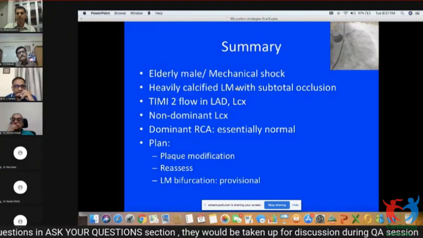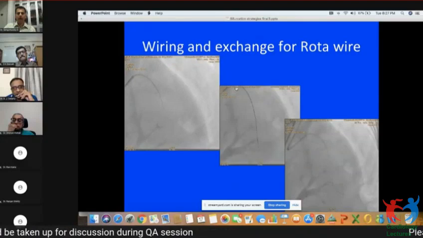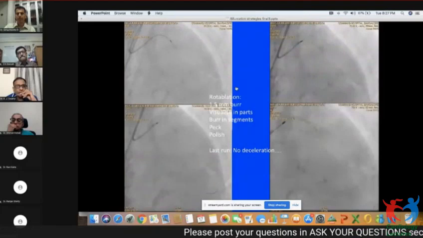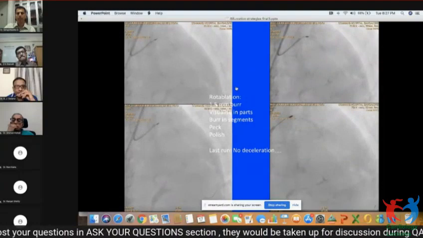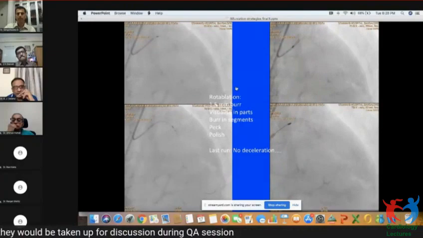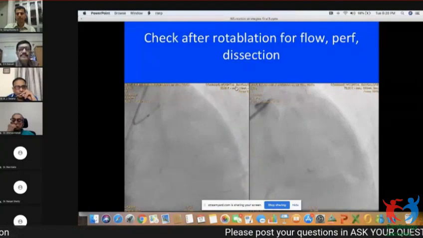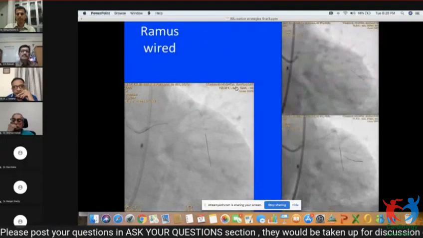So this is the wiring with an XTR, which is our favored wire in this situation, changed for a rotablation wire. And then rotablation, it's done in segments. We just divide the calcified segment into various parts and do them all individually. And then at the end, do a polishing run after having ensured that we have covered the entire calcified segment. We check after rotablation for flow, for perforation, and for dissection. Once it's not there, then we prepare the bed further, wire the ramus now. We can't wire it as long as the rota burr is still in there.